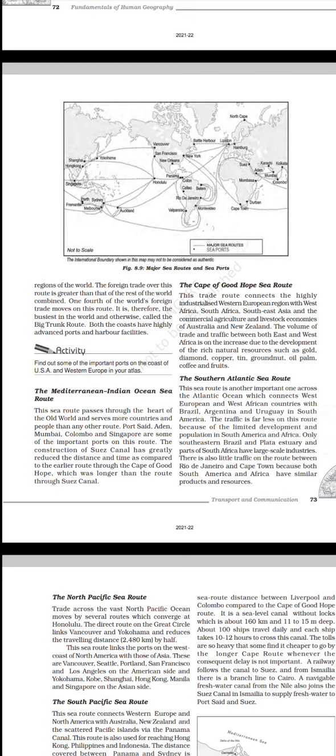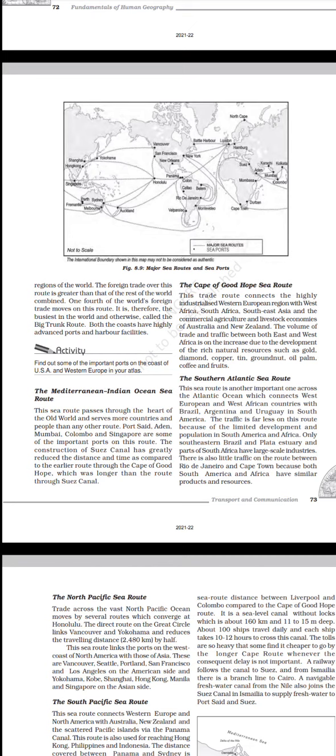The foreign trade over this route is greater than that of the rest of the world combined. One-fourth of the world's foreign trade moves on this route. It is therefore the busiest in the world and otherwise called the Big Trunk Route. Both the coasts have highly advanced ports and harbor facilities. Activity. Find out some of the important ports on the coasts of USA and Western Europe in your atlas.